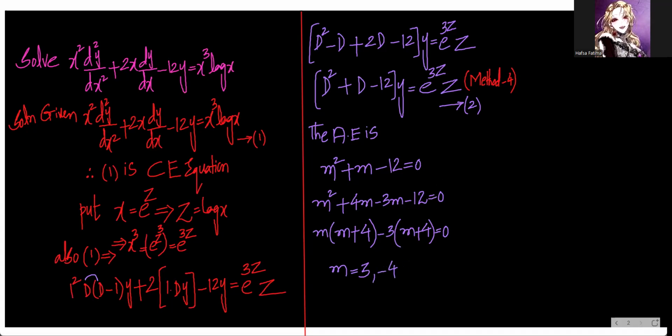Now the complementary function yc can be written as c1 e to the power of 3 z, plus c2 e power minus 4 z. Here the variable is z, so write down z. Don't write x, write down in terms of z, because we have converted our question in terms of z. So yc is done. Now we have to move on for yp. So I'm going for yp now.